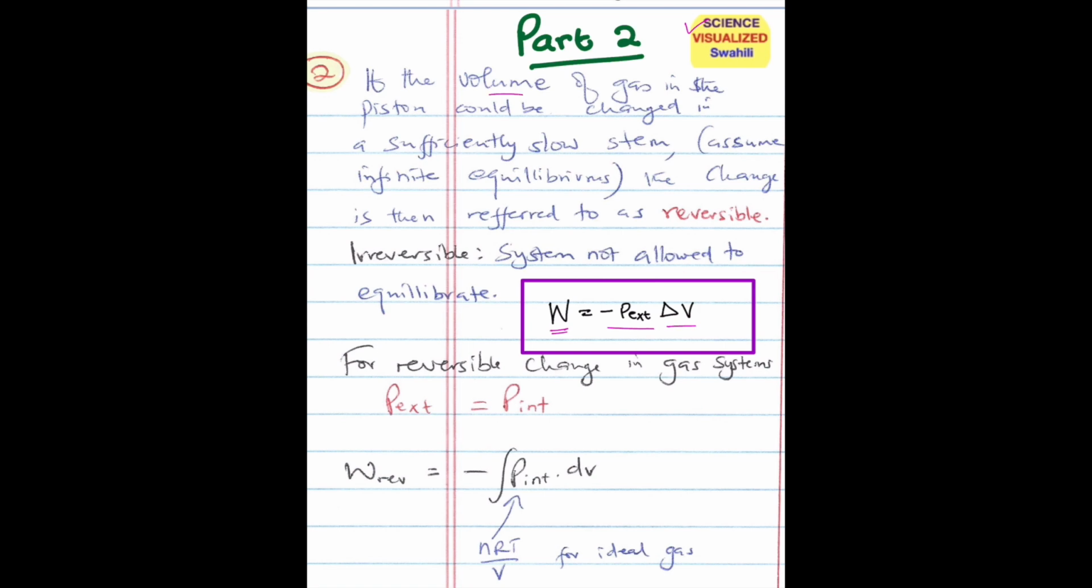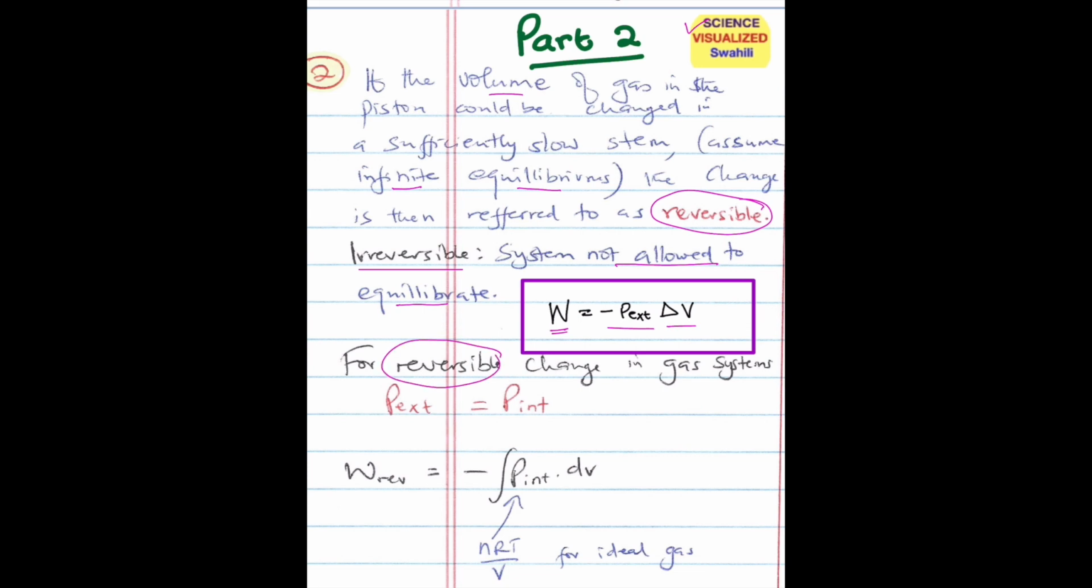So if the volume of the gas in the piston could be changed in sufficiently slow steps, so you change the volume very slowly, so you assume what we call infinite equilibriums, then the change is referred to as reversible. We say that the change is reversible if it's done in such a slow way that you have infinite equilibriums. On the other hand, the change could be referred to as irreversible if the system is not allowed to reach equilibrium, so it's not allowed to equilibrate.